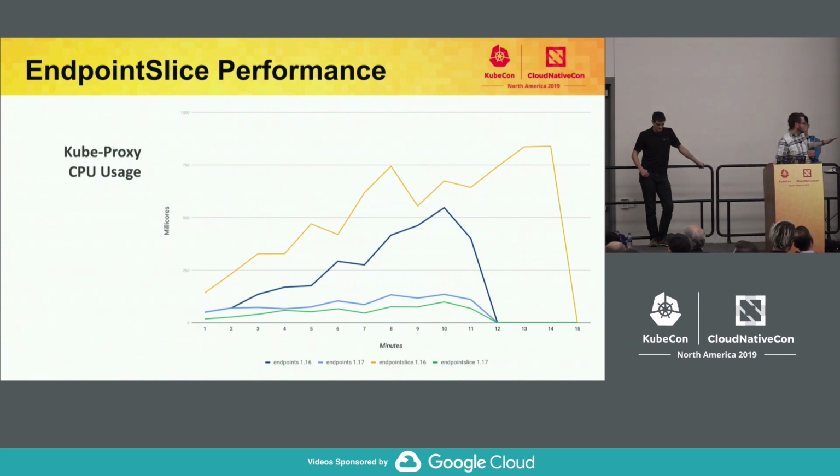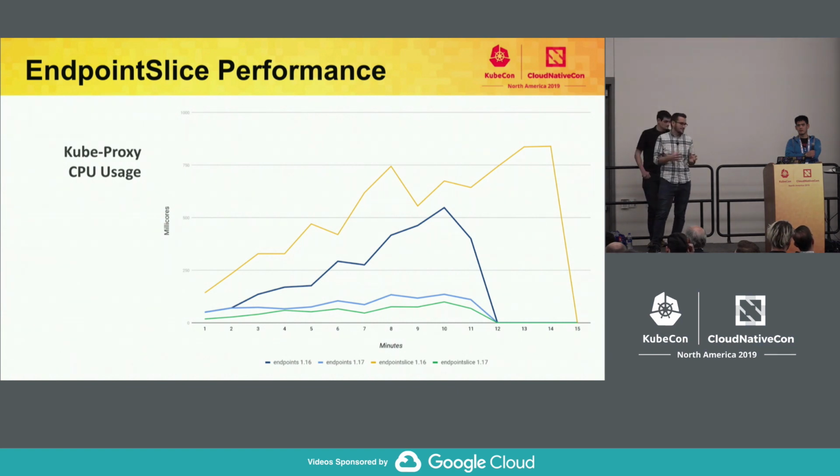But you can see the trajectory that initial endpoints implementation had. As it scaled, it kept on getting slower and slower and taking up more CPU utilization. So even our baseline was going up at a pretty rapid pace here. The two lower lines are the 1.17 implementations, one representing endpoints and the other slightly lower one representing endpoint slices. So this is a fairly significant improvement.